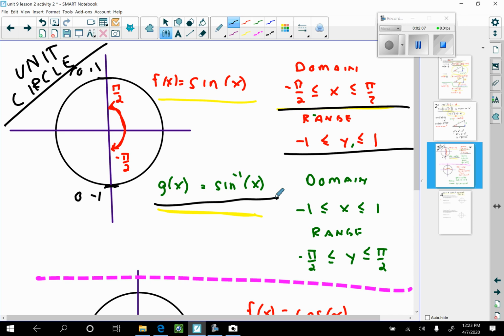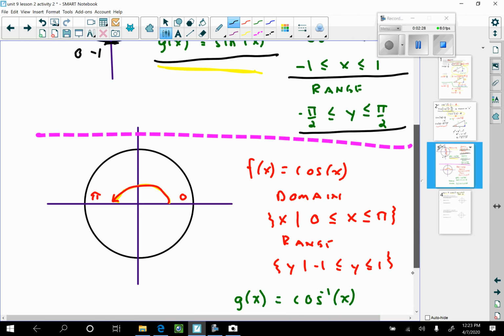What is the domain of the inverse? The domain becomes the range, and the range becomes the domain. This domain becomes the range. This is going to be important for later on today. And the range becomes the domain. This is just a review of sine and inverse sine.